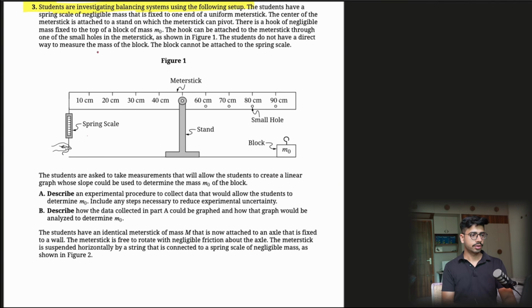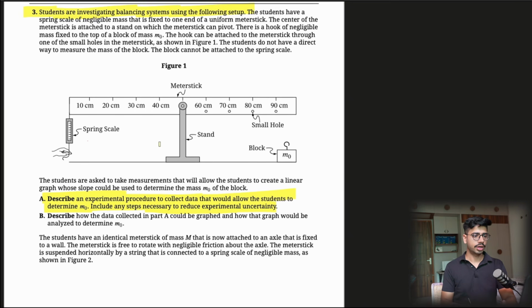So the first question is to determine, from the experimental measurements of the collected data, how the student could determine M naught, and to indicate the steps and the necessary experimental uncertainty that could cause error. So, the experimental procedure to collect the data. Here we have the spring scale on one side and the block. I have to make the experimental procedure to collect the data. So let me quickly do that.